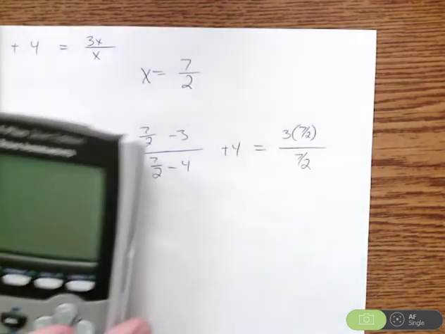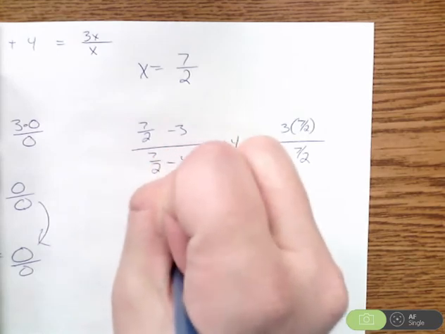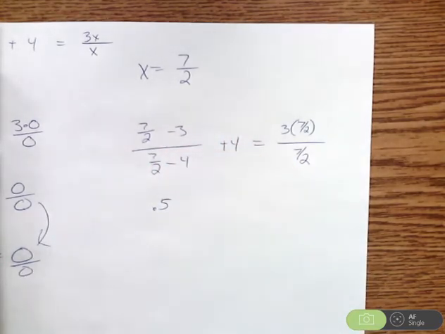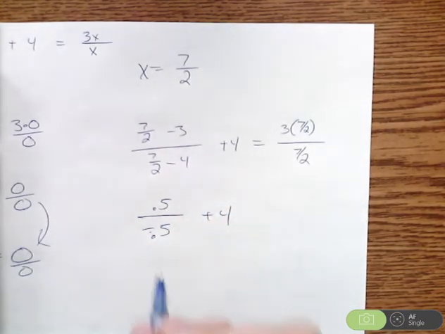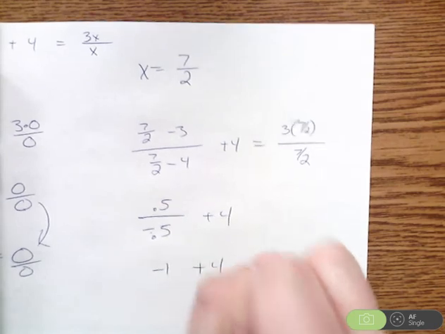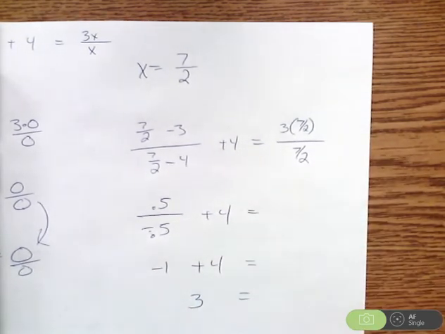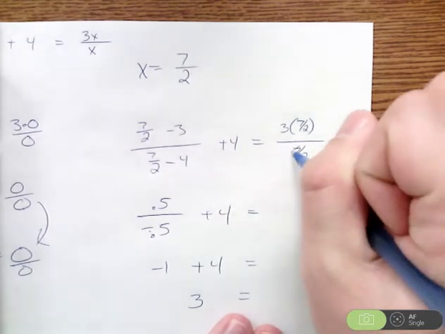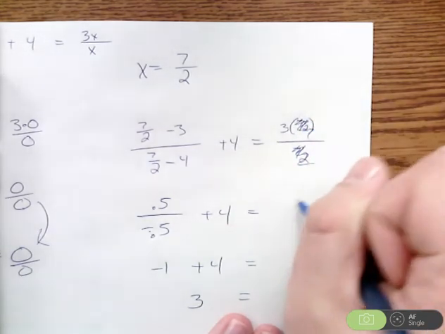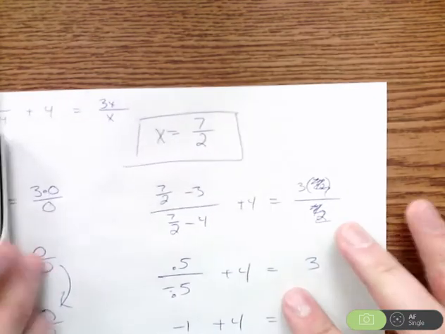So I did 7 divided by 2 minus 3. So the numerator is 0.5, and then 7 divided by 2 minus 4 is negative 0.5. Well, 0.5 divided by negative 0.5, that's negative 1, plus 4. So the left side, we're going to get 3. So now we just have to check the right side. But look here, we've got a 7 divided by 2 both on top and bottom. So piece for piece, you just get 3. So we got 3 equals 3, which means x equals 7 divided by 2 is a solution.